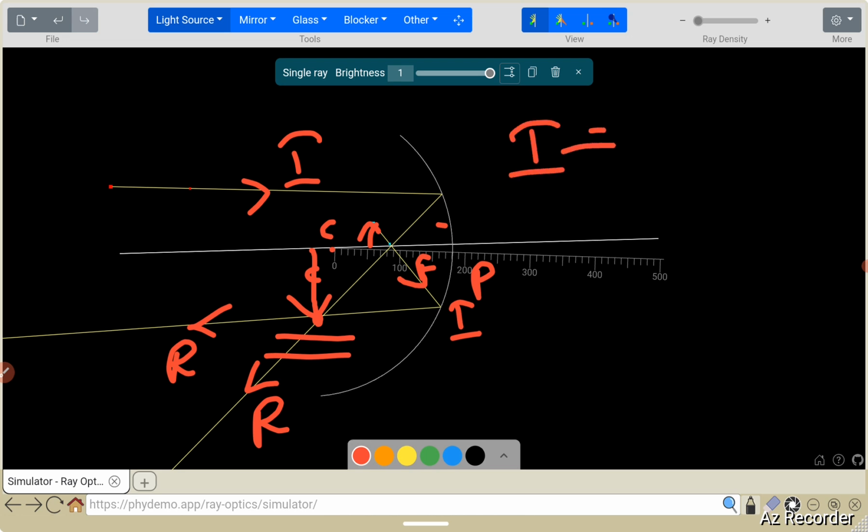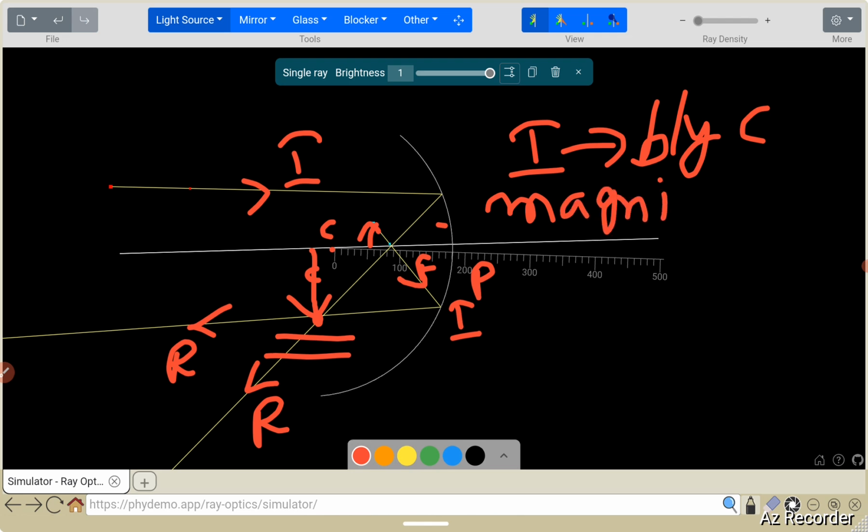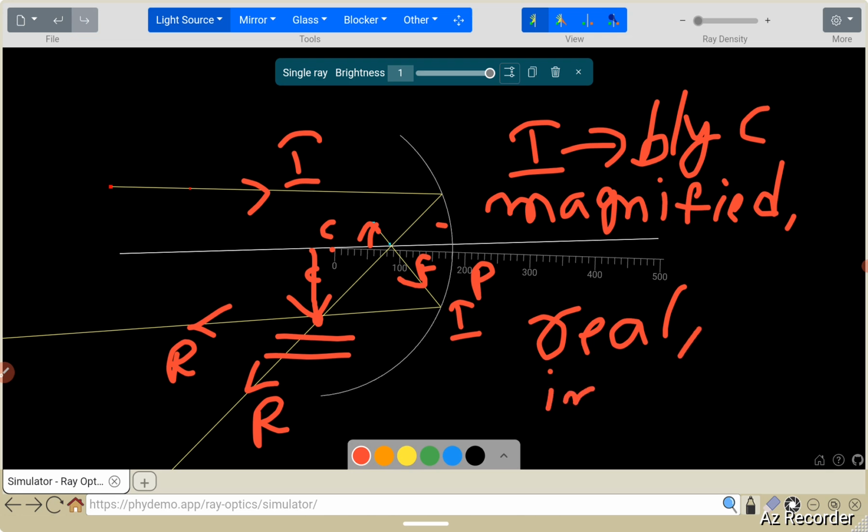And tell me the characteristics of the image now. Image is formed beyond C, and size, if you see, it is magnified, bigger. You can identify as well. Magnified image. And then what do we have? Real only, because the reflected rays are actually meeting, and it is inverted. Understood? Very, very important. This case is also very, very important.